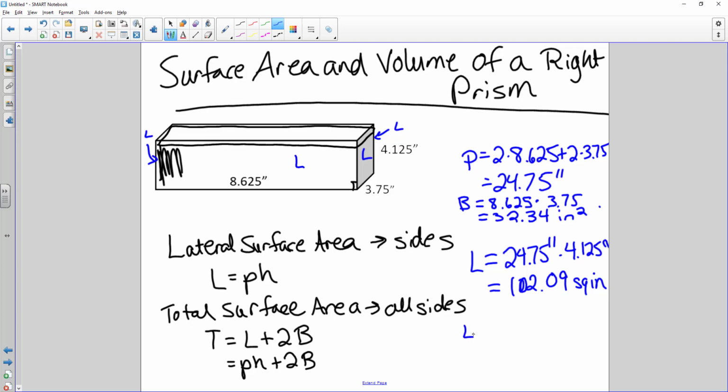For this example, I could take that lateral surface area I just did, 102.09, and add on 2 times the area of the base, 2 times 32.34. Notice this is inches squared, this is inches squared. I'm still doing an area, so I'm still going to get inches squared for my answer. When I double 32.34 and add 102.09, I should be getting about 166.78 inches squared.